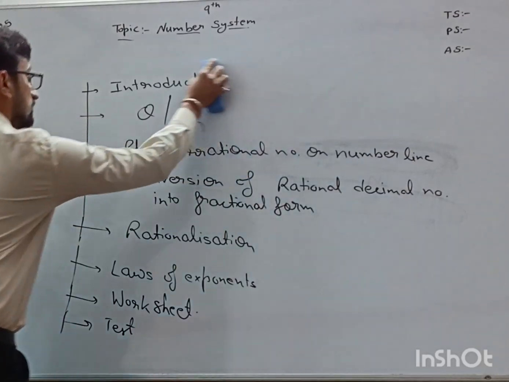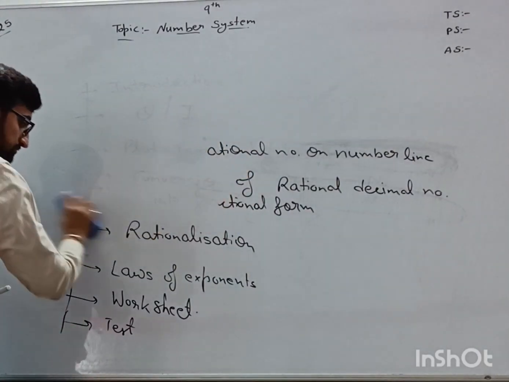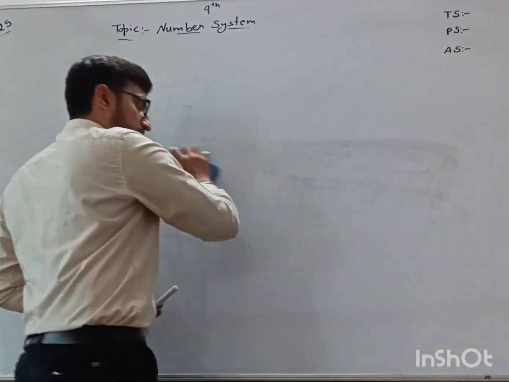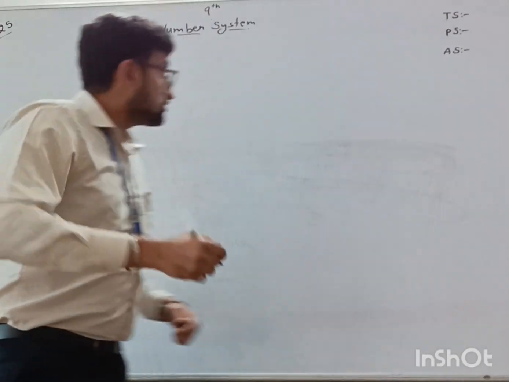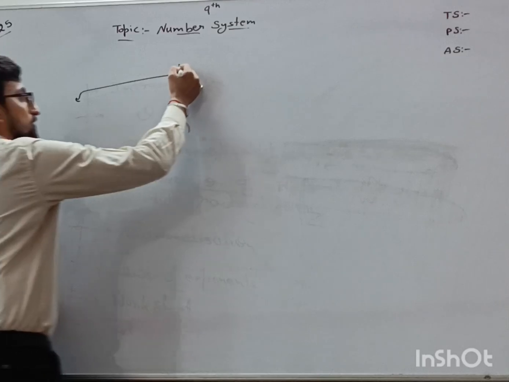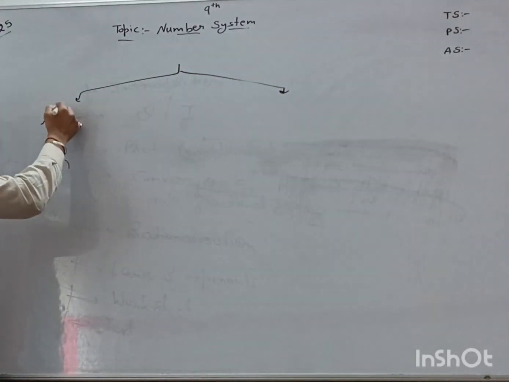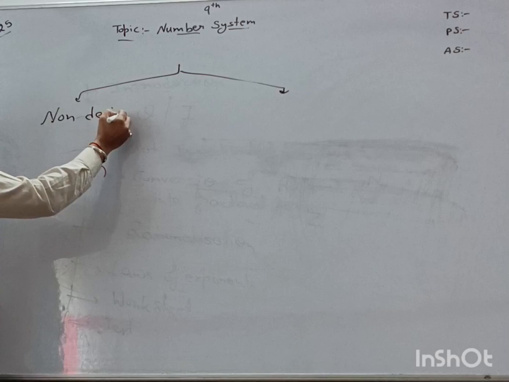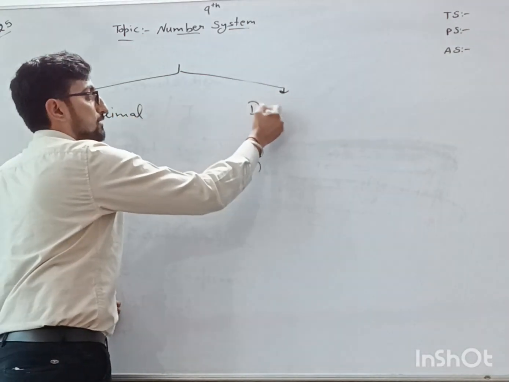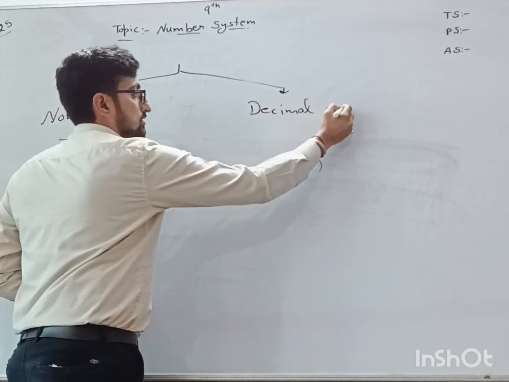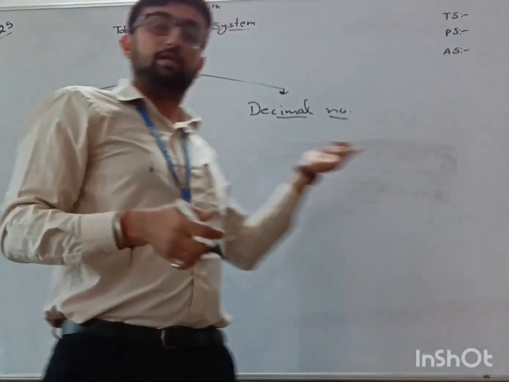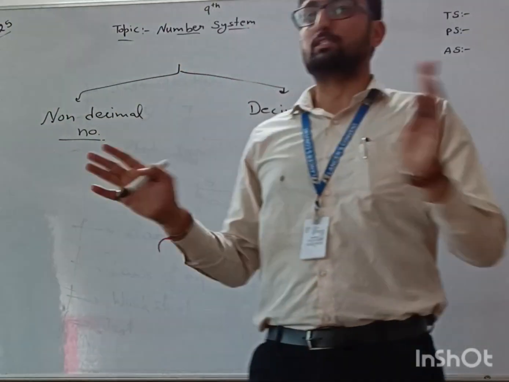Let me rub the board. So what do you think? What type of numbers we basically have? So in starting, we have two basic type of numbers. First are non-decimal numbers, and second type is decimal form or decimal number. As you can understand from the word non-decimal and decimal, in non-decimal numbers there are no decimal or fractional form.